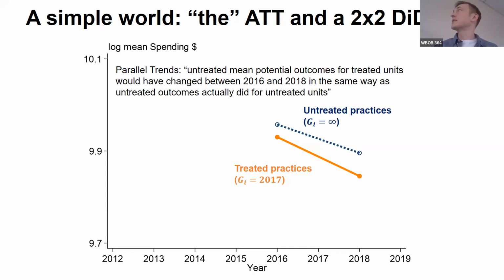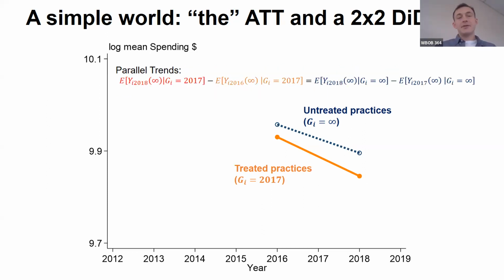Parallel trends, in words, we're just going to need to assume that untreated potential outcomes for the treated units would have changed in the same way that the actual untreated outcomes did for the controls. And in math, it's just saying we are going to assume that the change in untreated outcomes for treated units, this is the piece we can observe right here, is the same as the one that we did observe for the controls.